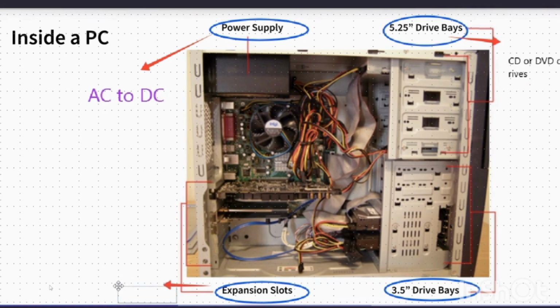Coming to the expansion slots, in a computer they are like empty sockets on the motherboard, where you can plug in extra parts like graphics cards or Wi-Fi adapters to upgrade or customize your computer. 3.5 drive bays are also similar to 5.25 drive bays. In these slots, we can install bigger storage devices like hard drives or SSDs to store our files and data.